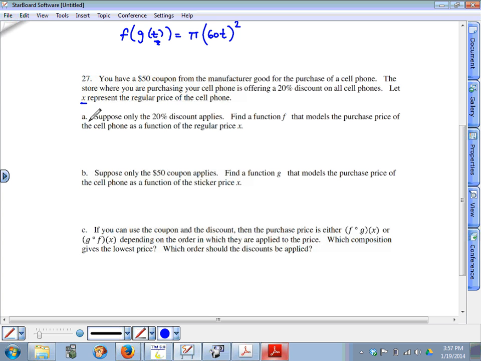So let's say that you're only allowed to use one of them here, the 20% discount for part A. Find a function f that models the purchase price of the cell phone as a function of the regular price. So it's going to be a function of the regular price x, so this is f of x. Now if 20% is being taken off, then we're only paying 80% of the original price x.